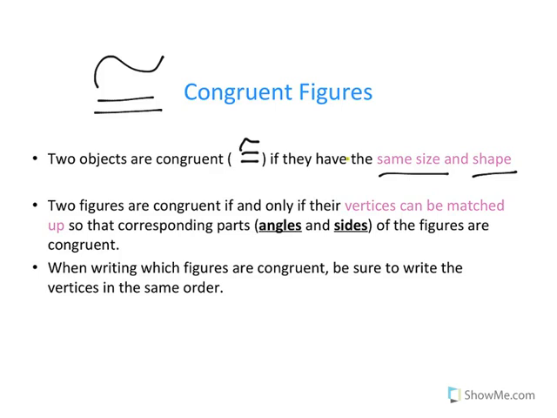Two figures are congruent if and only if their vertices can be matched up so that the corresponding parts, angles, and size of the figure are congruent. When writing which figures are congruent, be sure to write the vertices in the same order. It's important that they are in the same order. So we're comparing angles to angles and sides to sides.